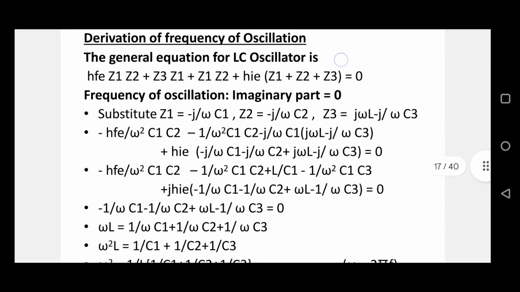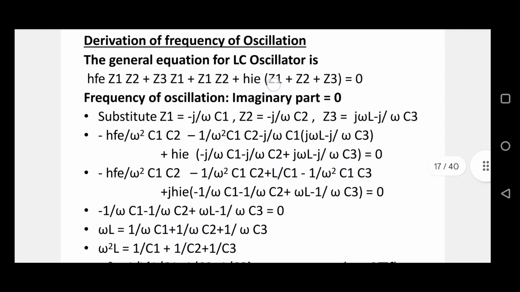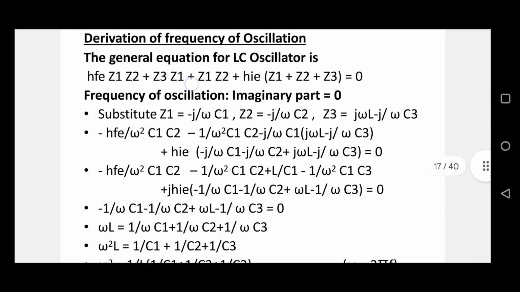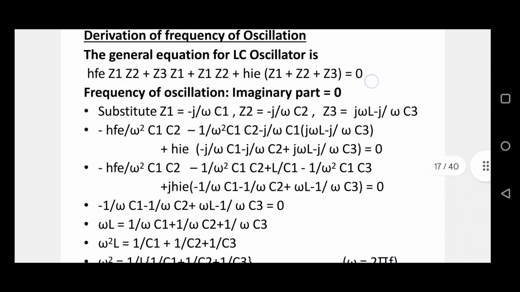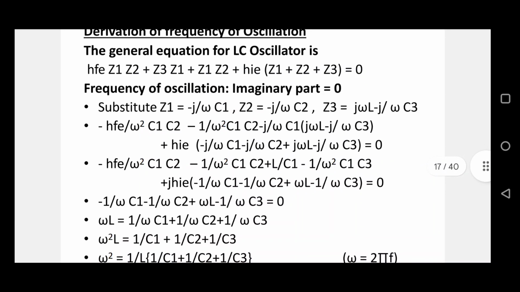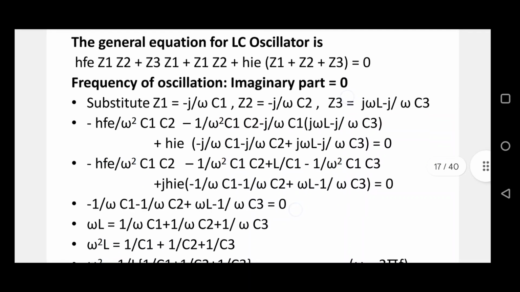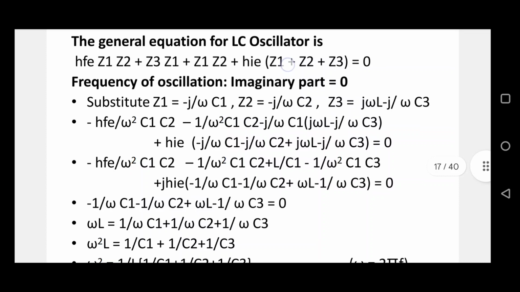First of all, this equation is the general equation of an LC oscillator. This is the master equation for the LC oscillator. It is common for all oscillators like the Clapp oscillator, Colpitts oscillator and Hartley oscillator. The master equation is: hfe into Z1 Z2 plus Z3 Z1 plus Z1 Z2 plus hie into Z1 Z2 and Z3 equal to 0. To find the frequency of oscillation we should equate the imaginary part to 0.